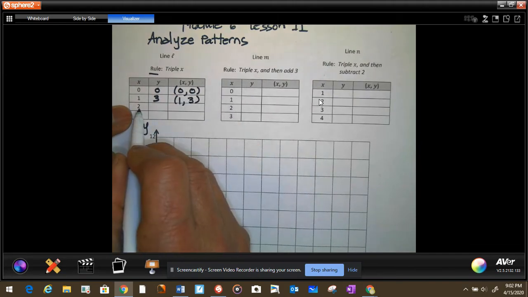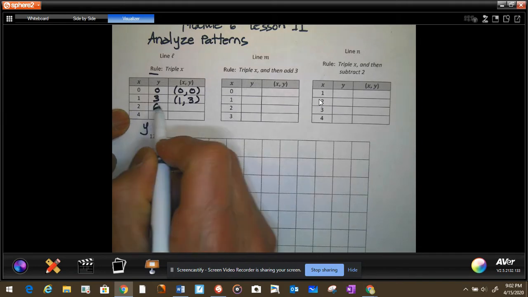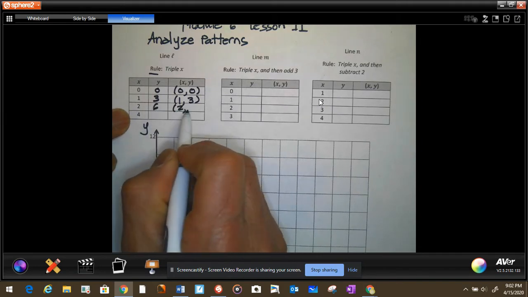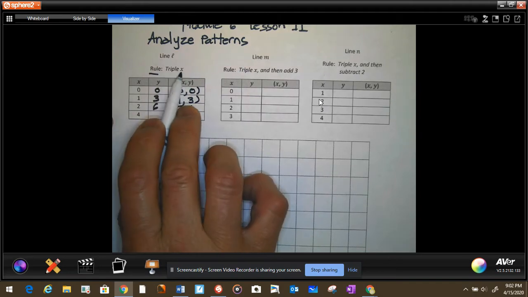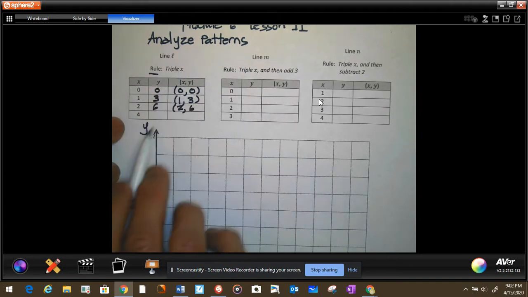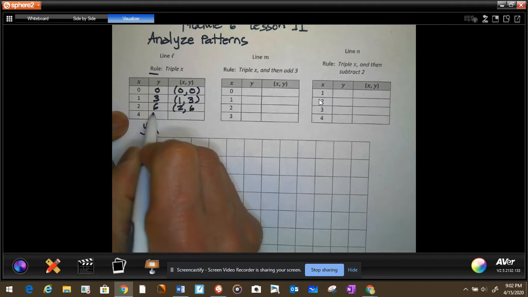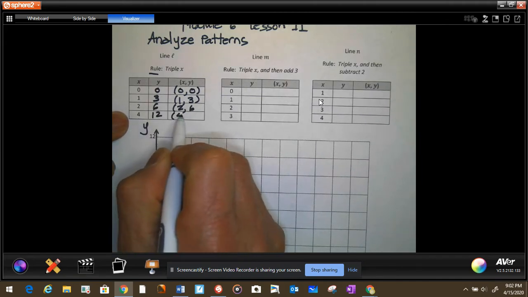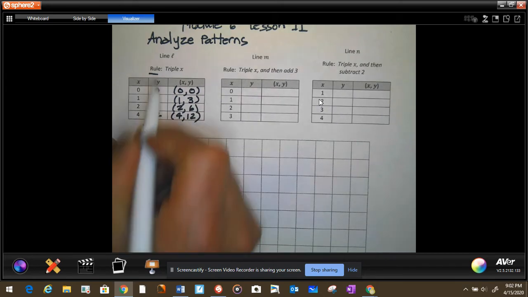And if we have x as a 2, then if we triple it, it's going to be 6. So that's going to be the next coordinate pair. And remember, I'm just following this rule. It says triple whatever x is. So in this case, x is 4, so we have to triple it. 3 times 4 equals 12. So those are our coordinate pairs, and this is line L.